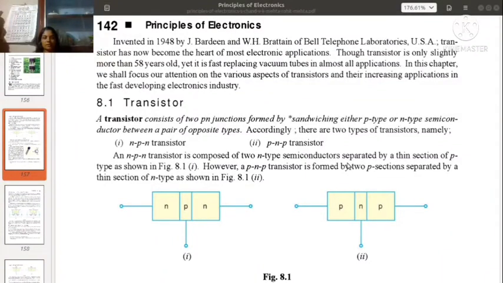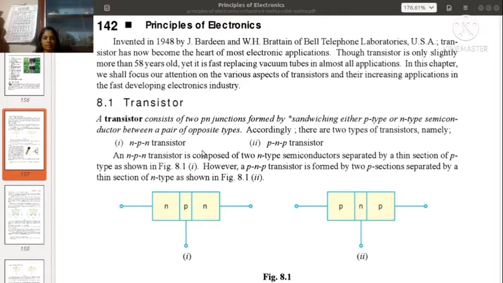So today we are going to discuss transistors. A transistor consists of two p-n junctions formed by sandwiching either p-type or n-type semiconductor between a pair of opposite types. That is how it is constructed, or what a transistor is. It is a device where two p-n junctions are combined together so that two p-n junctions are formed.